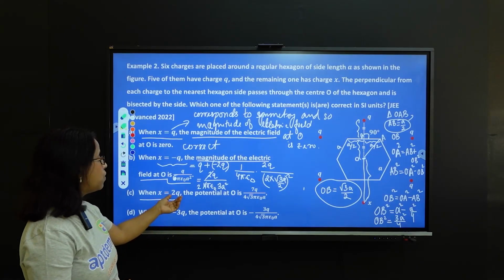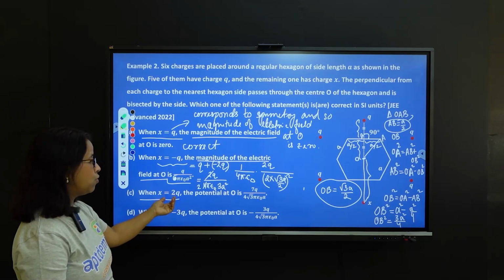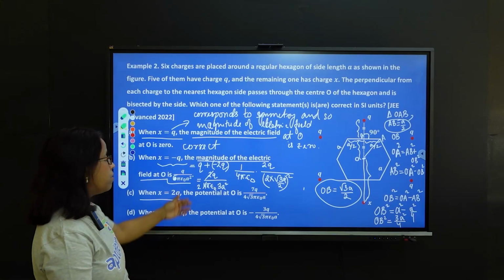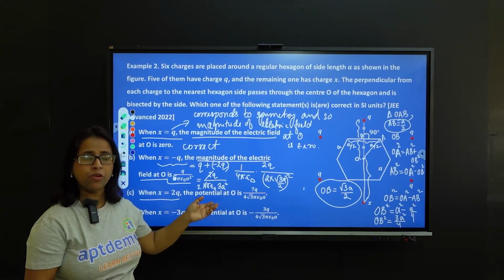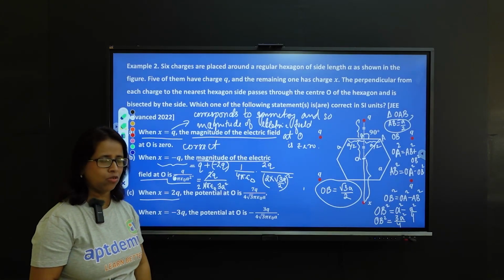We have x equals 2q now, just the reverse of this. We have x equal to q. But of course, till now we were calculating the electric field, but now we need to find out the potential. Now, hope you remember that potential is a scalar quantity, so the signs need to be taken into account.